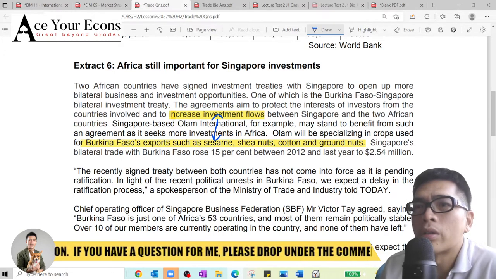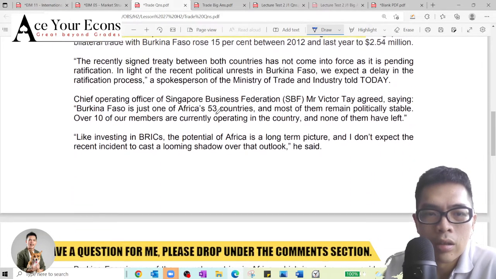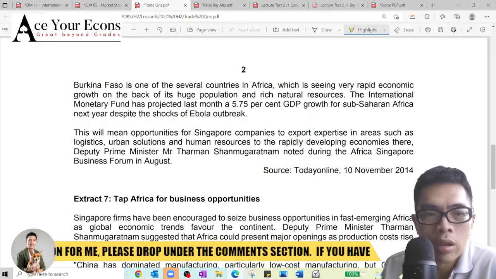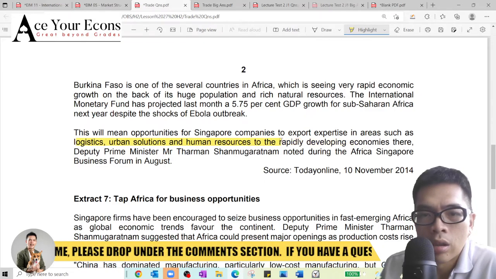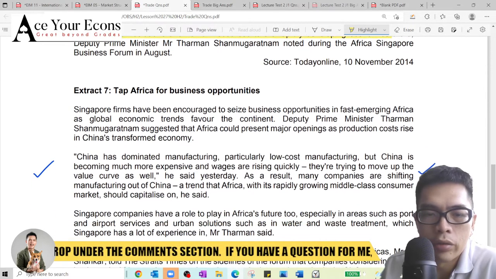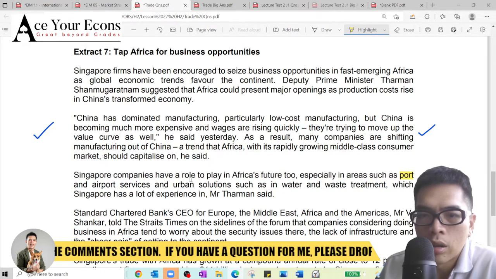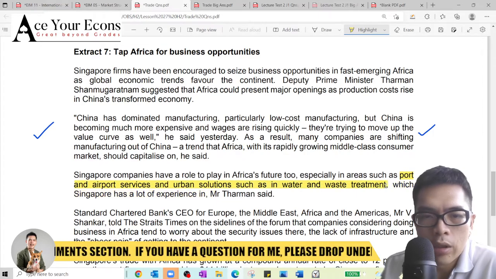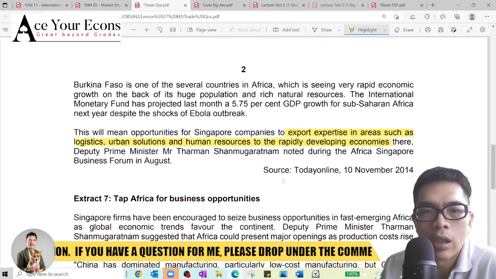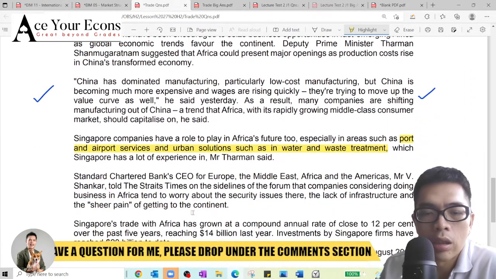Singapore, what is Singapore good at producing? You can see here: urban solutions. They are going to export areas of expertise in these areas to developing countries. And also here, you see port management, airport services, urban water treatment. So it does suggest that Singapore has a comparative advantage in these areas. Logistics, urban solutions, airport, water. Okay, accepted.